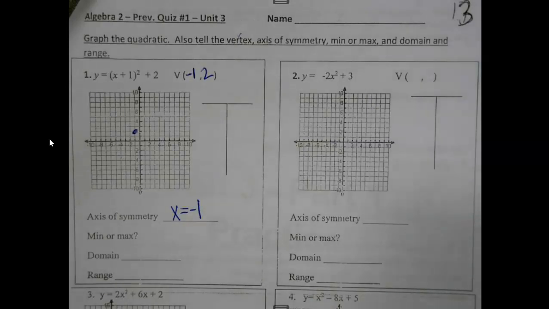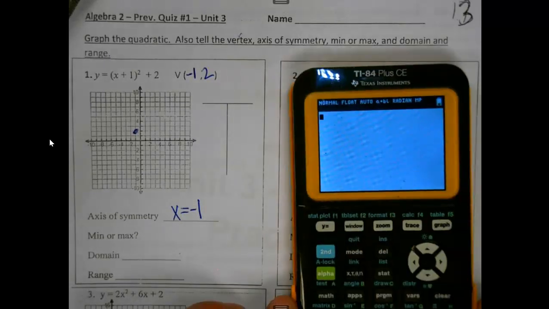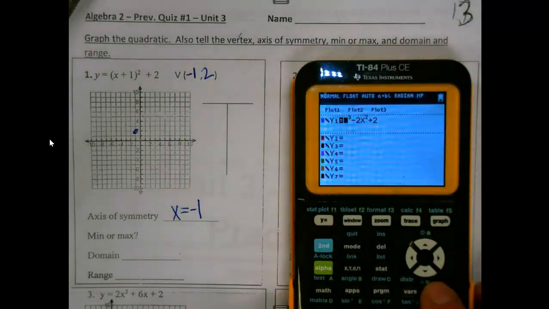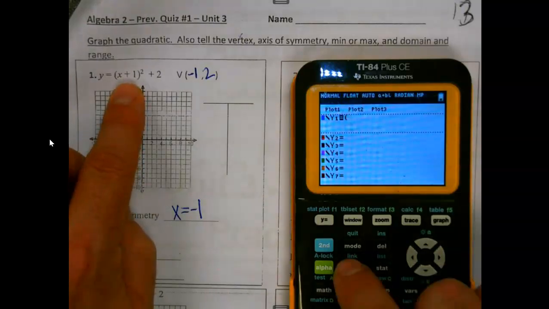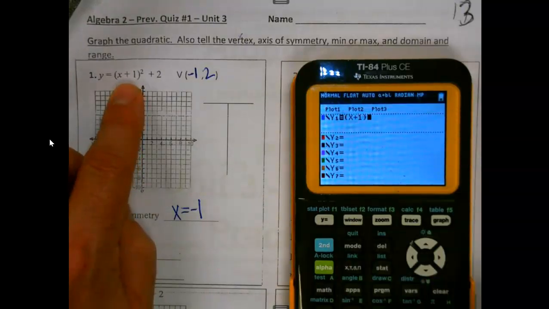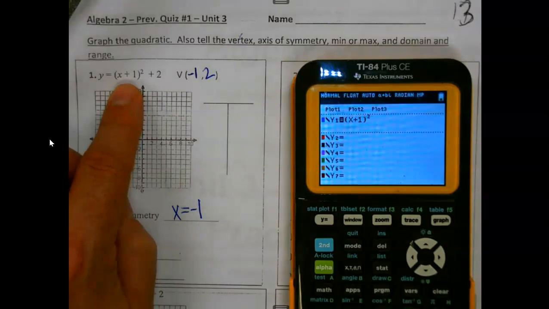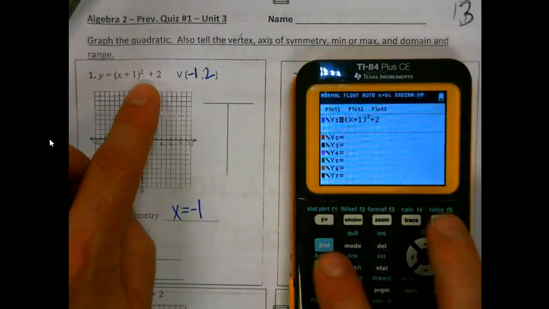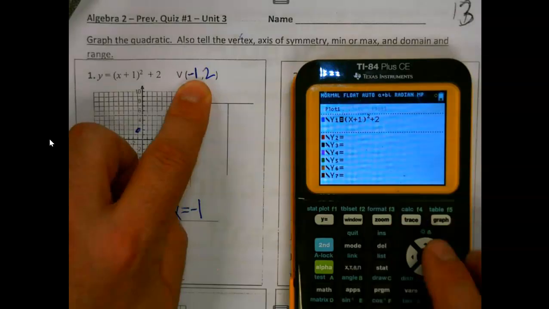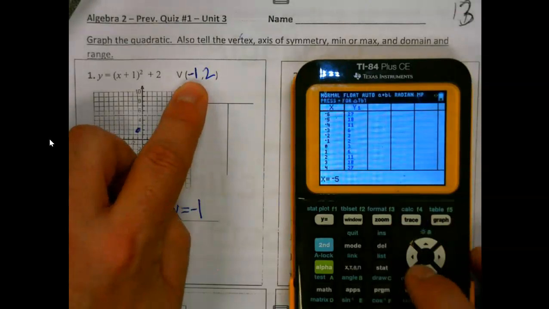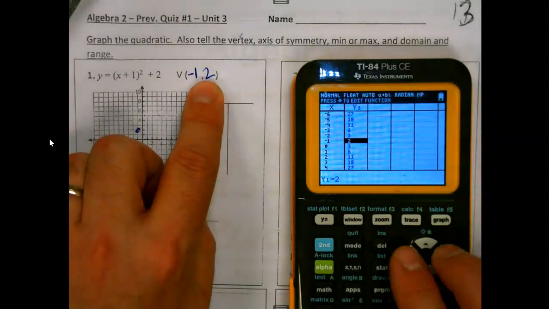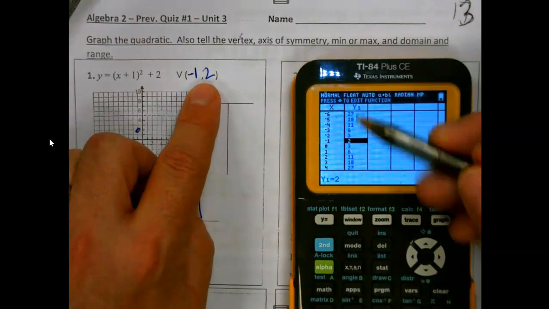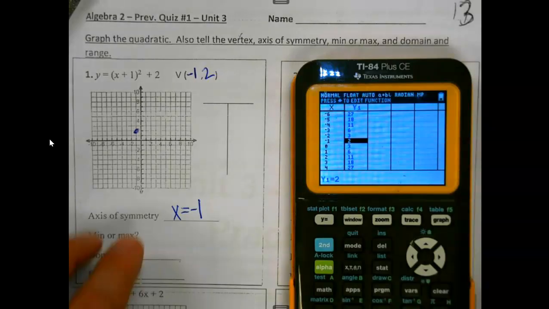I left you a chart there if you want to draw the points as you go, but if you want to take them right off the calculator, I am not going to be opposed to that. So x plus 1 squared plus 2. And if I did my vertex right, when I get -1 in the middle, I should see 2, and I do. And I should see symmetry, which I do.